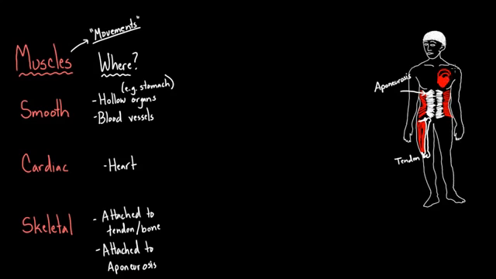And just like in the hollow organ, the smooth muscle is in the walls of these things. So think about where the smooth muscle would be. It would be in the walls of the hollow organ or in the walls of the blood vessel. So that tells you where to find these different muscle types, right?